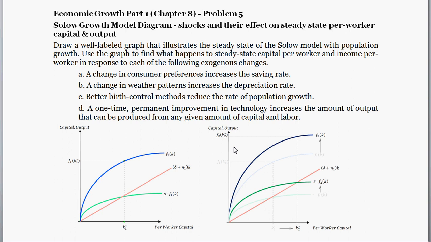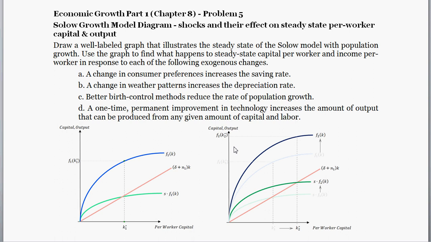Hello and welcome. In this video, we deal with the Solow Growth Model diagram. Given exogenous shocks to key parameters, we're going to discover the effect on this model's endogenous parameters. That is, we see how per worker capital changes, per worker output, and then we discuss how the economy might transition from one steady state to another given those shocks.